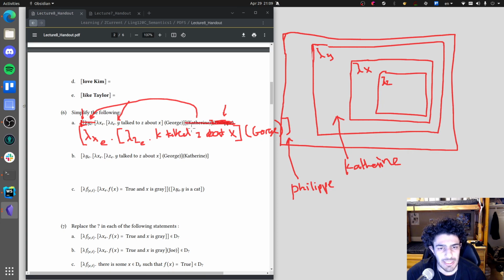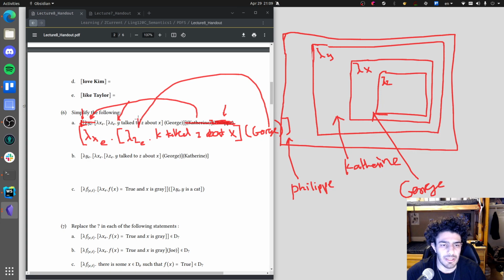So now we can cross out Catherine, and this is what our thing looks like right now. So now we do the same thing. George is going to be applied to this lambda x. So we'll put George here, and we do the same thing. So we go here and plug it in.